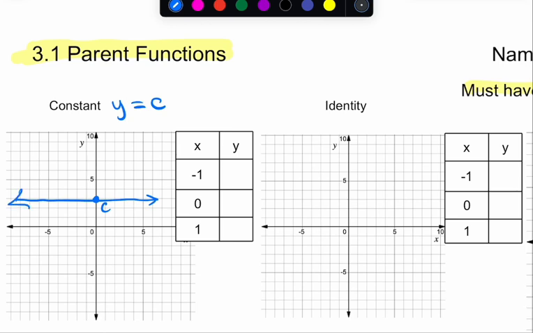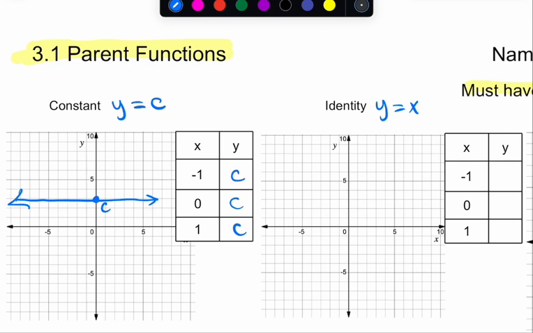So if I plug in -1, I get c. If I plug in 0, I get c. If I plug in 1, I get c. That is your constant function. Again, feel free to put c anywhere you want it. I put it at 3. It doesn't matter. What you need to know for identity, the identity function is y equals x.